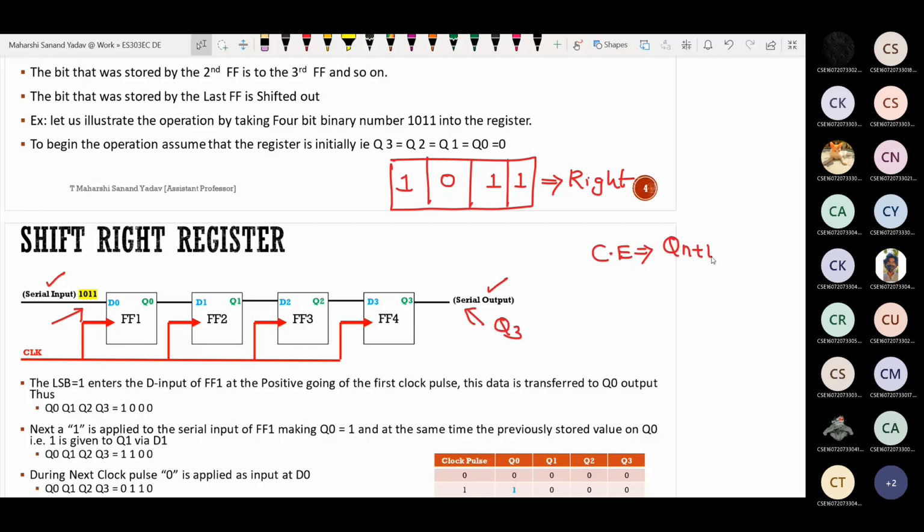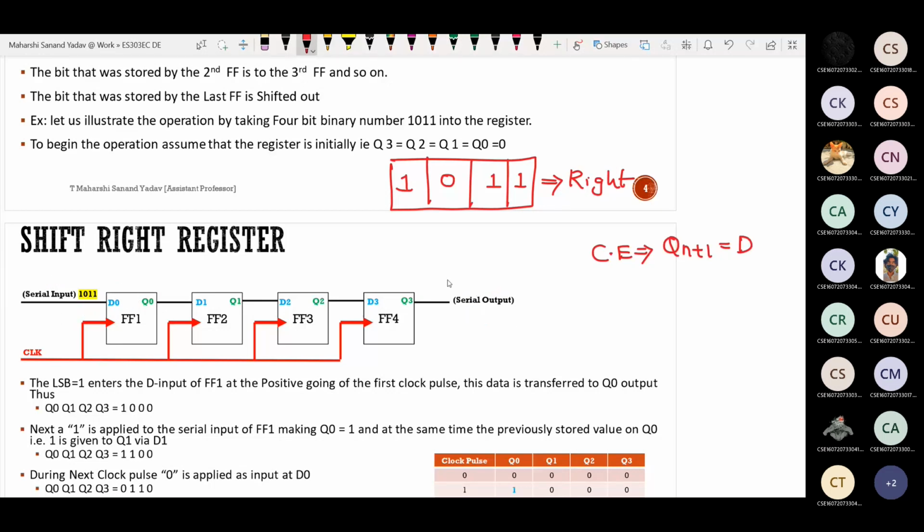Qn plus 1 is equal to... the characteristic equation for D flip-flop. Qn plus 1 will be equal to D. Means if you apply 1 at D0, Q0 will be 1. If you apply 0 at D0, Q0 will be 0 only. So I want to transfer 1011.